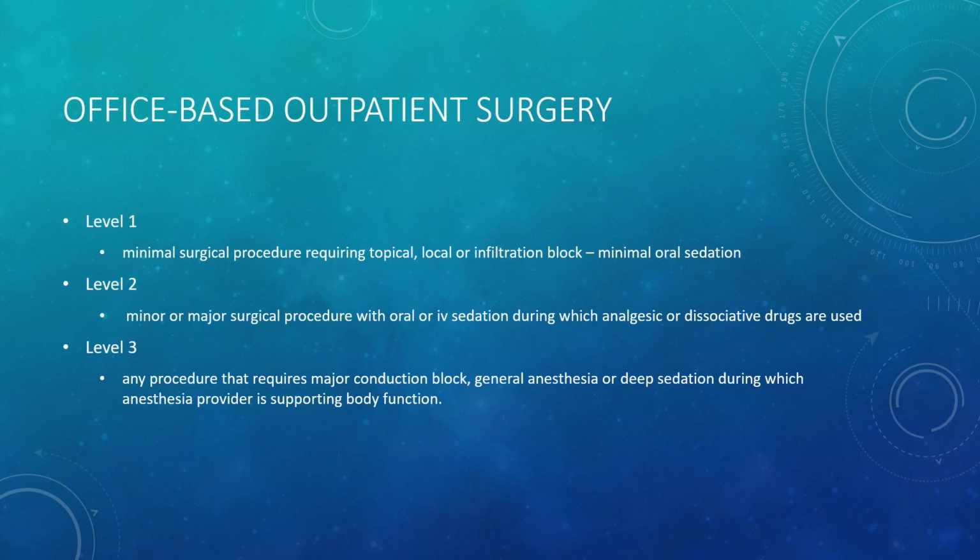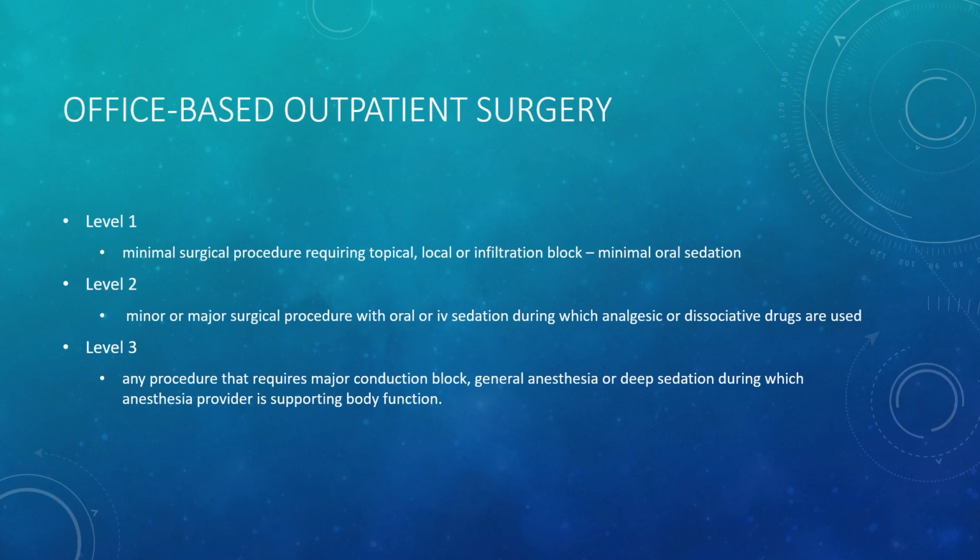Level 1 means minimal surgical procedure requiring topical, local, or infiltration block and only minimal oral sedation. A level 2 procedure would be a minor or major surgical procedure with oral or IV sedation during which analgesic or dissociative drugs are used. And a level 3 would be any procedure that requires major conduction block, general anesthesia, or deep sedation during which an anesthesia provider is supporting body function.